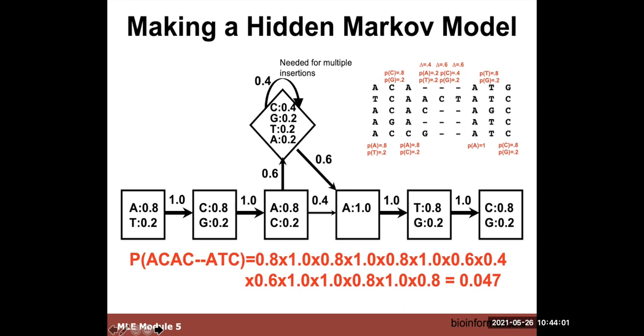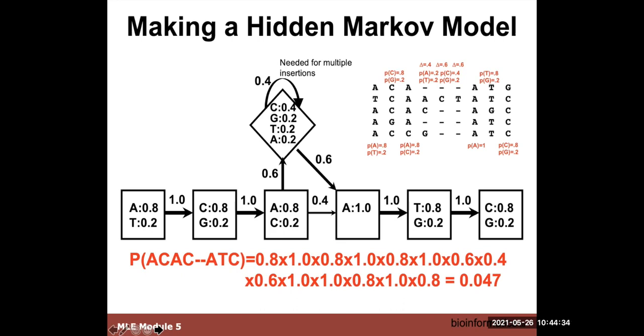So with that model, there's a path that we can follow. If we're given a sequence, let's say the sequence is ACAC dash dash ATC, we can calculate the probability of its occurrence by taking the transition and emission probabilities and multiplying them all the way through. So it's an exercise in multiplication: 0.8 times 1 times 0.8 times 1.